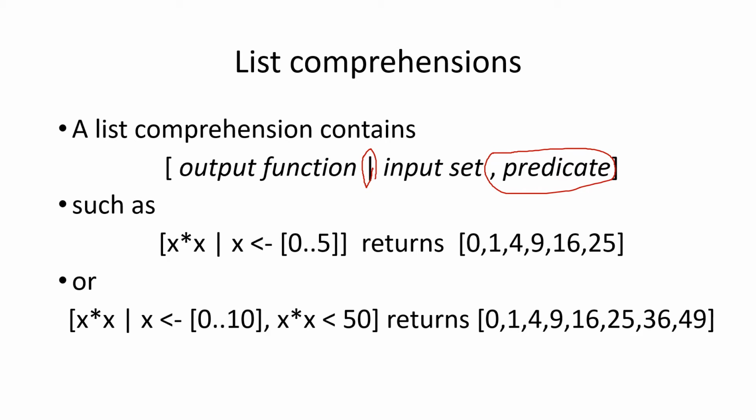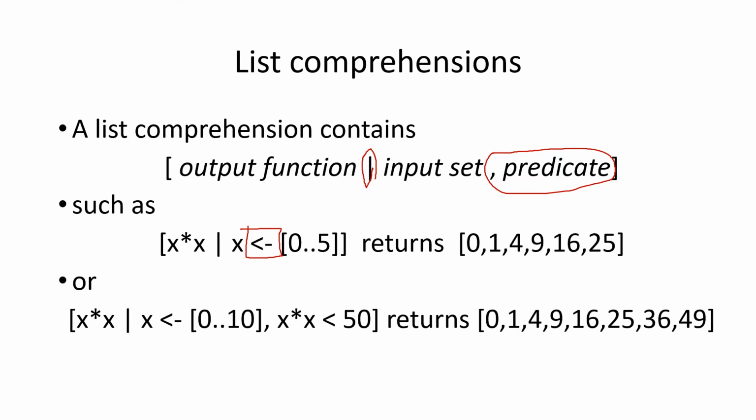Here's an example where we have a list comprehension that creates a list of the squares of the numbers from 0 to 5. So on the left, the output function is x times x, and it's drawing from the input set where x, and then we have this arrow. So all the x's that are in the list 0 to 5 will be included in this output function. So first it's 0, then it's 1, then it's 2, and it will create the list shown here.